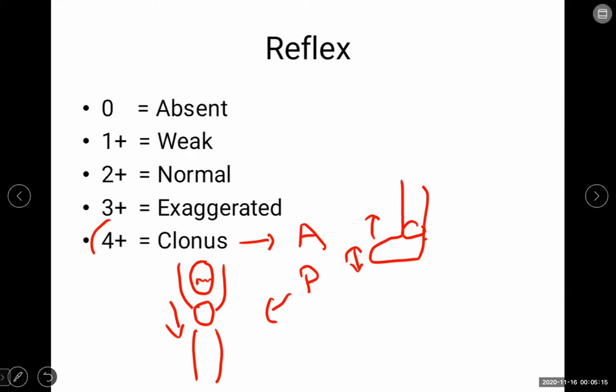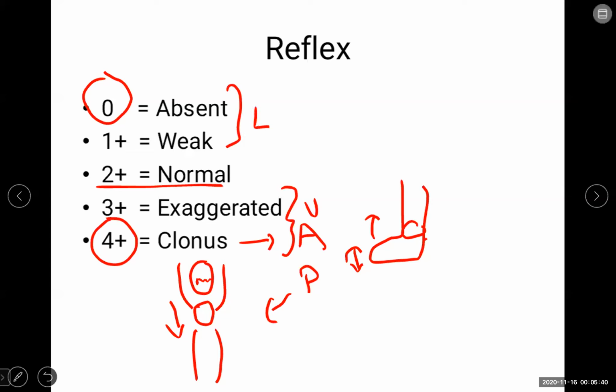And this is the one extreme, which is 4 plus, and the other extreme is 0, which is a completely absent reflex. In between, you have 1, 2, and 3. 2 is what you see as a normal reflex, 3 is an exaggerated reflex, and 1 is a weak reflex. So you tend to see an exaggerated reflex or clonus typically in UMN lesions, whereas you see absent or weak ones in LMN lesions. A normal one can actually happen in any of them in the initial stages.